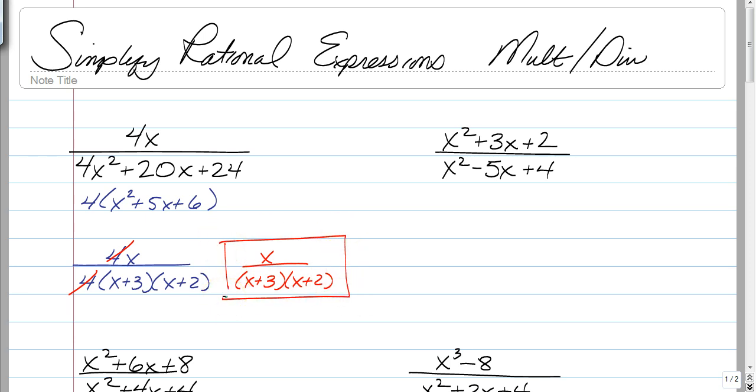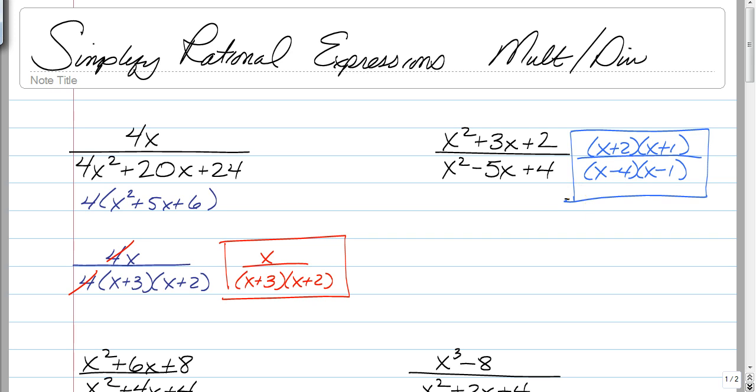For this next example, we have to factor twice. You must factor on the top and the bottom. The top can be factored to x plus 2 and x plus 1, and the denominator can be factored to x minus 4 and x minus 1. Now you look at the top and bottom and you see that there is nothing that is the exact same. All four are different. So sometimes they can't be simplified at all.